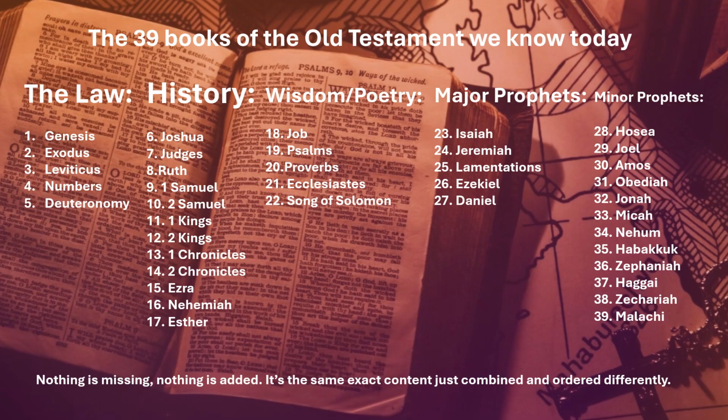So here we have the 39 books of the Old Testament that we have today, and you see that it's not in the same order, nor are they grouped together, but they're more individual books, and it looks a little bit more organized. It's important to understand that nothing is missing, nothing is added. It's the same exact content, just combined in order differently. And you wonder, how did we get the order of the 39 Old Testament books that we have today? It's through the process of canonization.